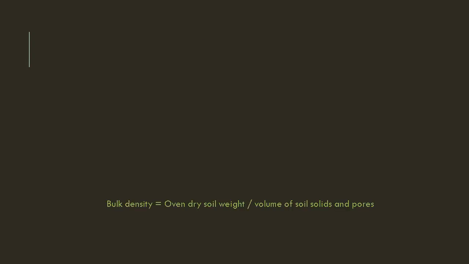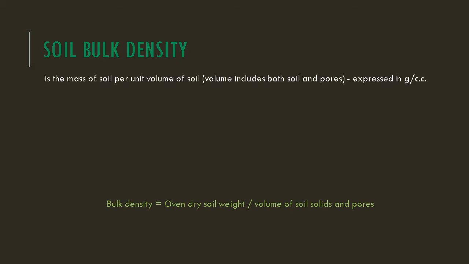It is also very closely related to particle density, but I want you to notice the difference. It is the mass of soil per unit volume of soil. Now remember, on the other side we are talking about the solid phase, but here we are talking about volume including both soil and pores, expressed in grams per cc.